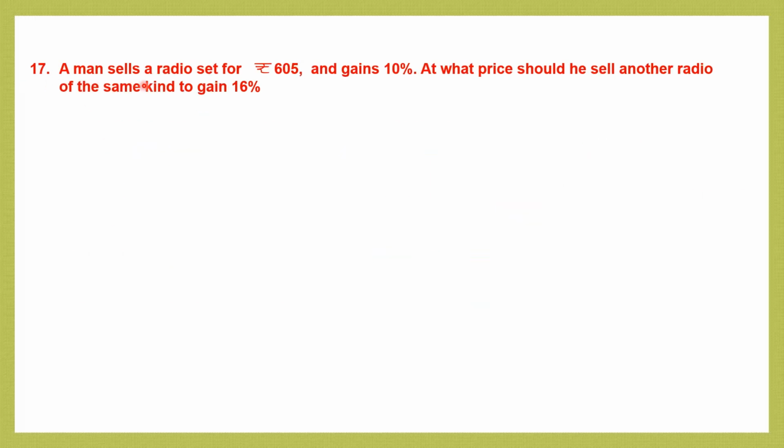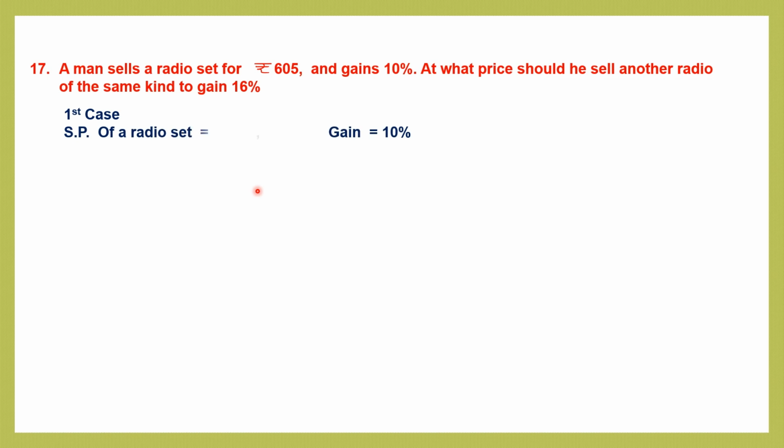Question 17. A man sells a radio set for 605 rupees and he gains 10%. At what price should he sell another radio set of the same kind to gain 16%? Again, we need to find the selling price and know where the cost price is given. So we have to find the cost price. So there are two cases here. One is he has the first radio set, and here this is another radio set.